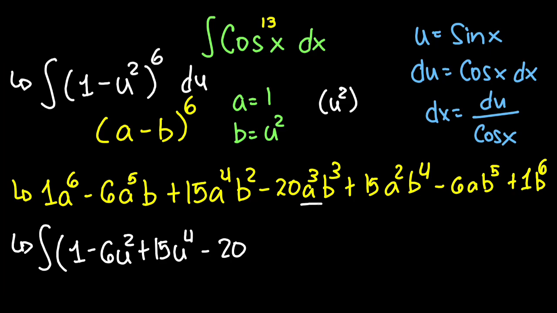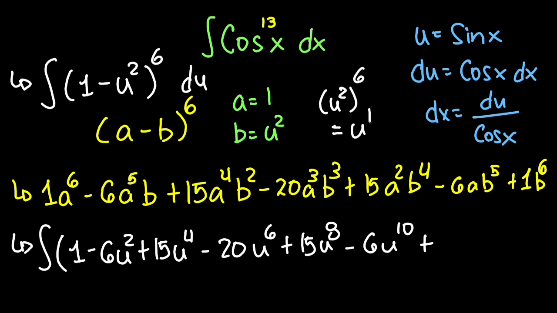Minus 20 multiplied by a cube, which is 1, multiplied by b cube, which is u squared to the power of 3, which would be equal to u to the power of 6. And so on. So for this, b to the power of 4, which is u to the power of 8, minus 6 u to the power of 10 plus b to the power of 6 here is equal to u to the power of 12. And just copy du here.